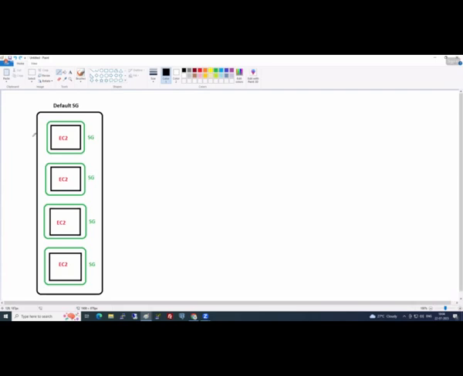Will you create new security groups? Don't create them. Now you all understood why? Because you will get confused like this.